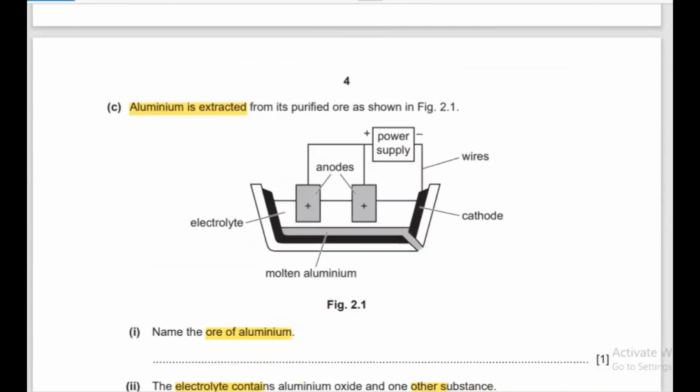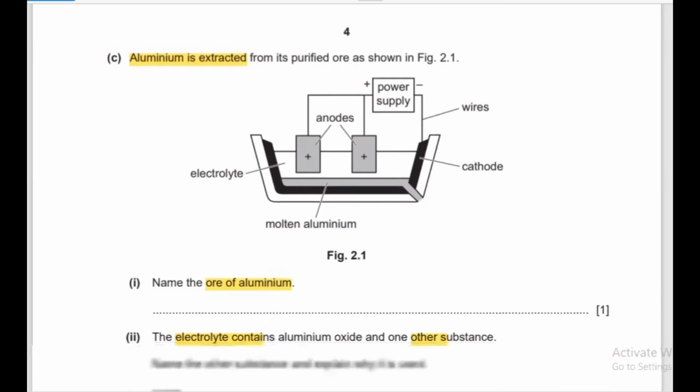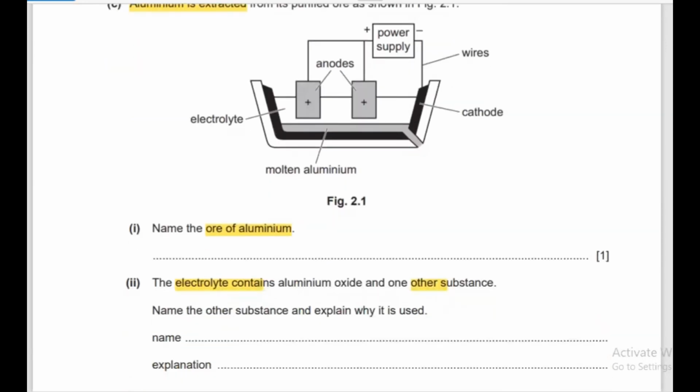Okay, the next question is regarding the extraction of aluminium, and the name of the ore of aluminium. Cryolite is not the ore, bauxite is the ore which is used to extract aluminium in the chemical industry. So the electrolyte contains aluminium oxide and one other substance. Name the other substance.